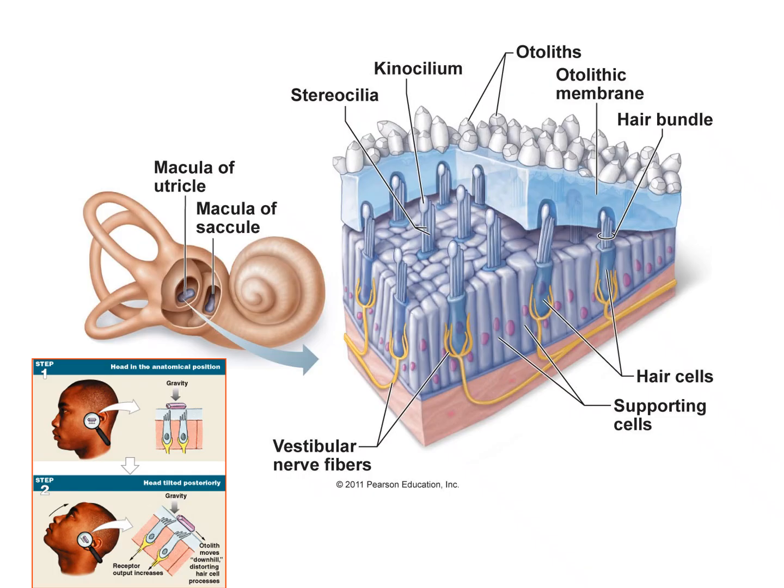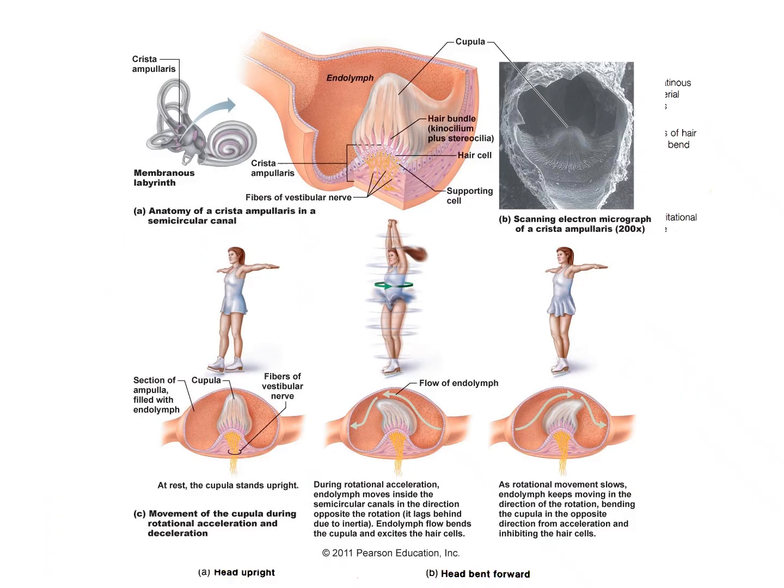When your head starts or stops moving in a linear direction, inertia causes the otolithic membrane to slide backward or forward over the hair cells, bending the hairs. For example, when you flex your head, the otolithic membrane slides behind, bending the hairs backward. When the head tilts, the weight of the otoliths moves the membrane. This bends the hairs, which generate and send impulses to the brain, cerebellum, etc.